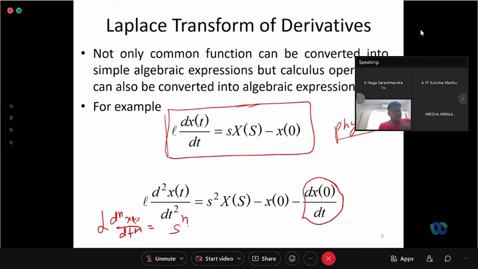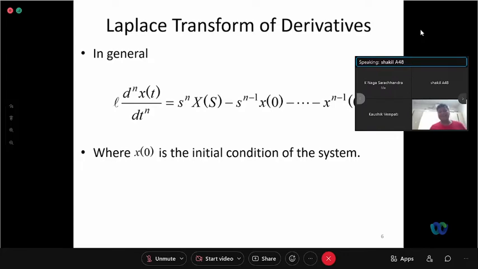S power n, minus s power n x of s, minus x of 0, dx of 0 by dt, then the derivative terms up to n minus 1. So it is s power n x of s minus s power n minus 1 x of 0, and so on up to the (n minus 1)th derivative of x at 0, where x of 0 is the initial conditions of the system.